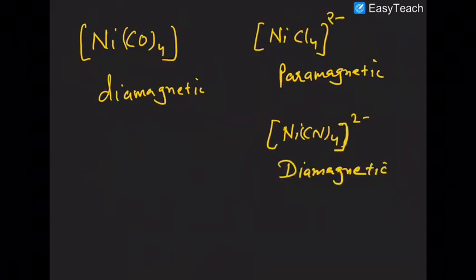Similarly, if you see these complexes of nickel, this complex of nickel is tetracarbonylnickel, this is tetrachloridonickelate(II), and that is tetracyanidonickelate(II). This complex is diamagnetic, this complex is paramagnetic.